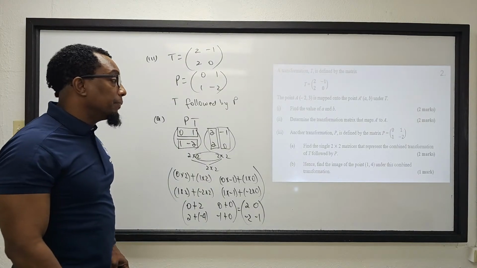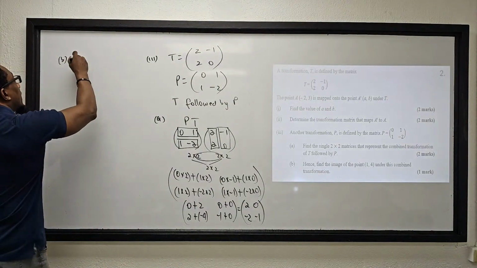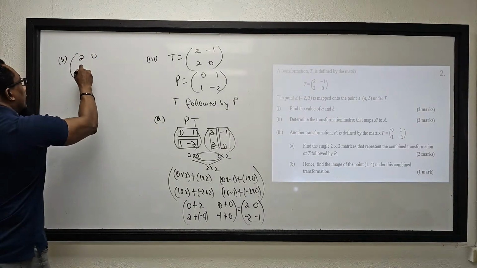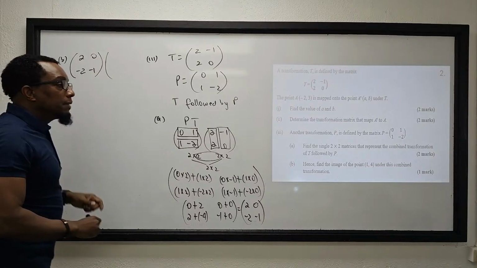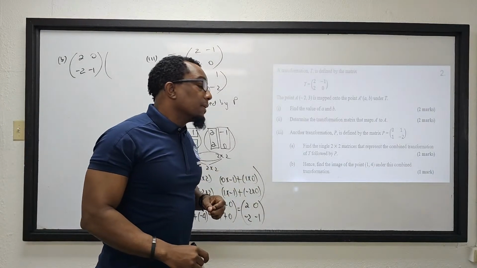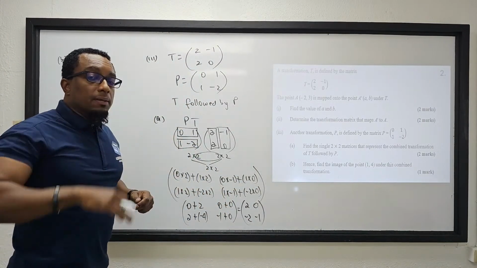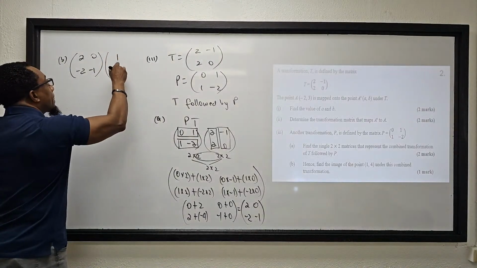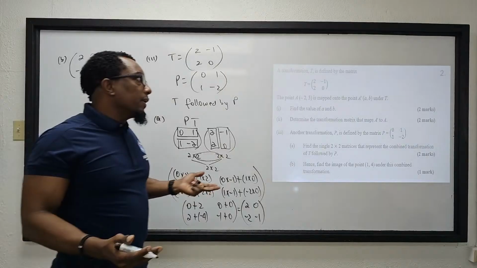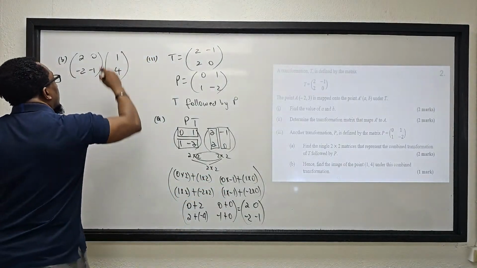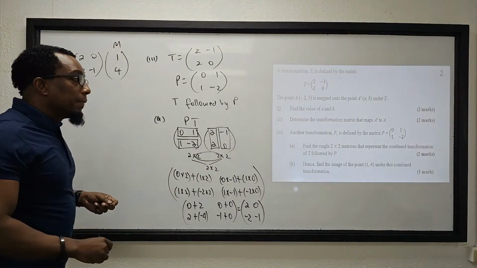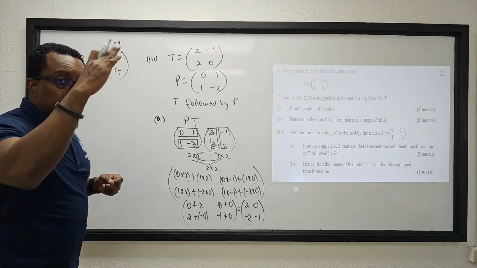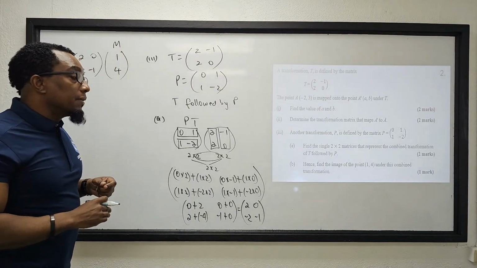What's the image of that point? This will be our 2 by 2 matrix, 2, 0, negative 2, negative 1. I'm going to multiply that 2 by 2 matrix by the point 1, 4, not written in row form but in column form. We can name that point M. When we multiply that 2 by 2 by the matrix M, written in column form as 1, 4, that will give us M prime.